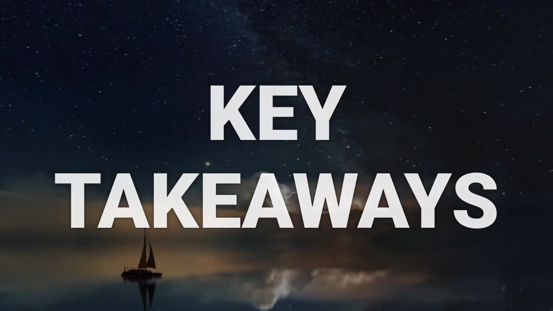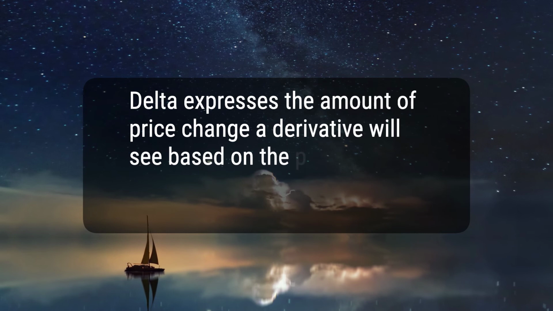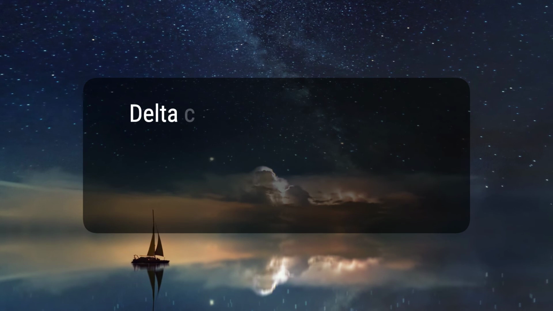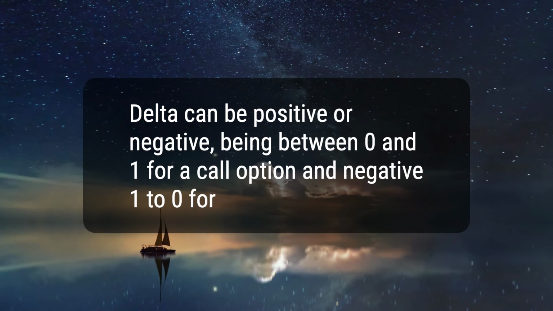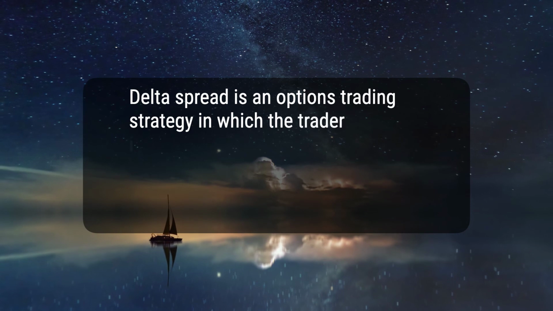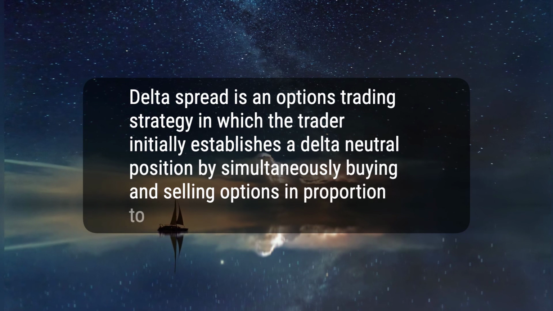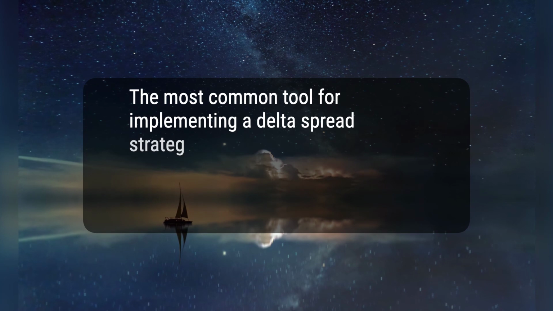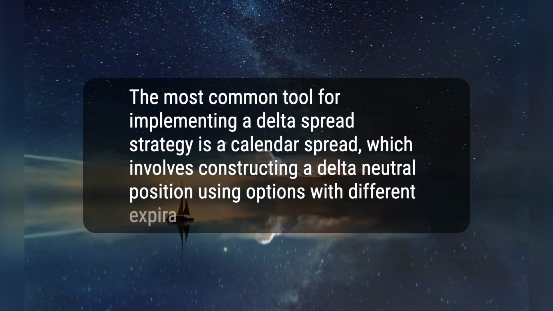Here are 4 key takeaways. 1. Delta expresses the amount of price change a derivative will see based on the price of the underlying security, e.g., stock. 2. Delta can be positive or negative, being between 0 and 1 for a call option and negative 1 to 0 for a put option. 3. Delta spread is an options trading strategy in which the trader initially establishes a delta-neutral position by simultaneously buying and selling options in proportion to the neutral ratio. 4. The most common tool for implementing a delta spread strategy is a calendar spread, which involves constructing a delta-neutral position using options with different expiration dates.